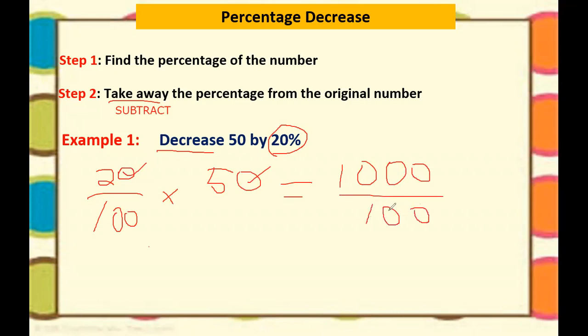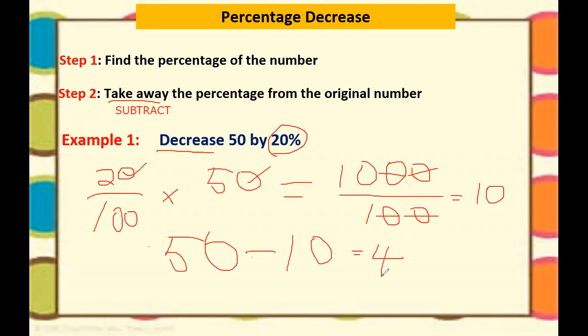So how many zeros do we have here? 1 and 2. Therefore, we will cut also 1 and 2. What is left now? 10. 10 divided by 1 is 10. So, what is the next thing we are going to do? We are going to take away the amount from the original number, which is 50. Since it's decreased, we need to subtract: 50 minus 10 is 40.